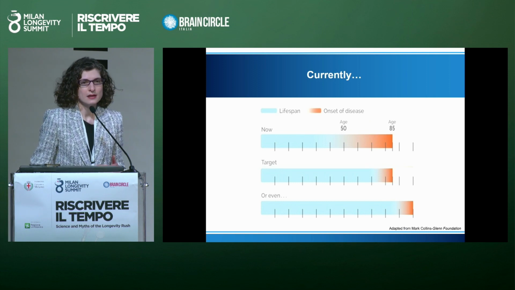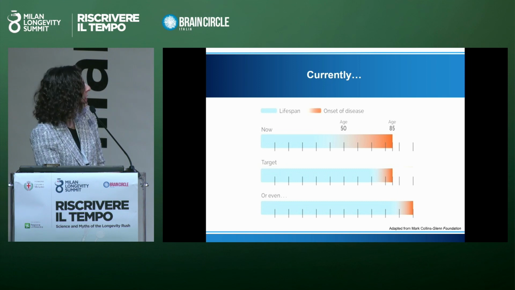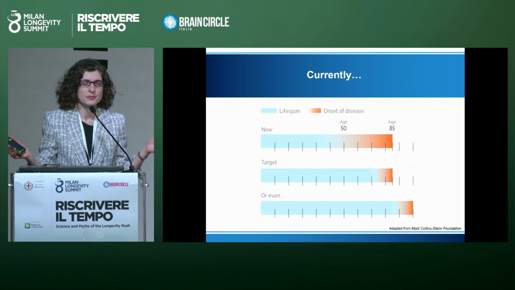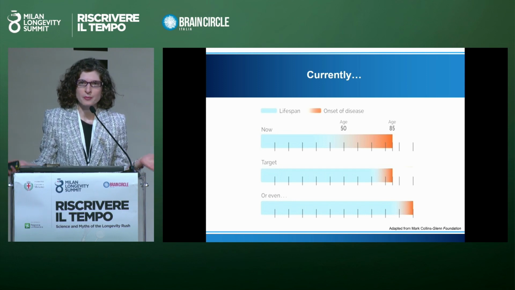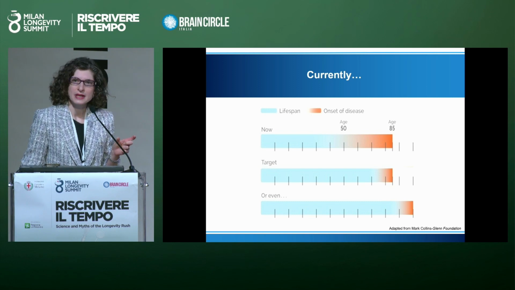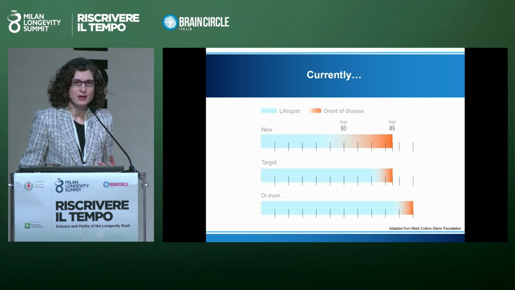And so the way things are now can be represented by these bars. At the top bar, the length of the entire bar represents our lifespan, or the number of years that we're alive. And the orange portion represents the part of our lives that we spend with disease or chronic conditions or disability. If the average lifespan is about 85 now, then 20 to 25 years, unfortunately, are spent dealing with chronic conditions, diseases, and disabilities.